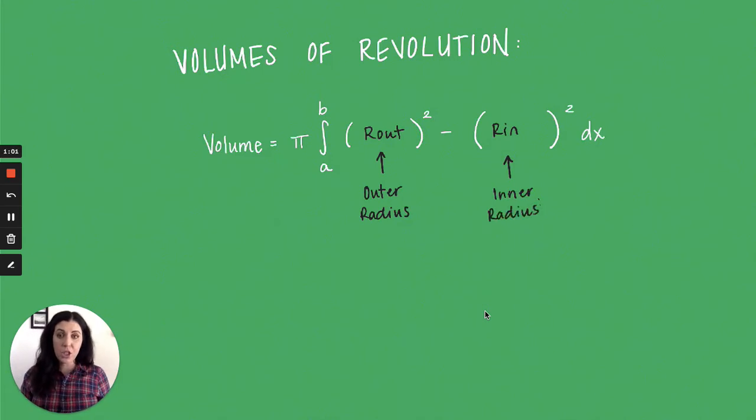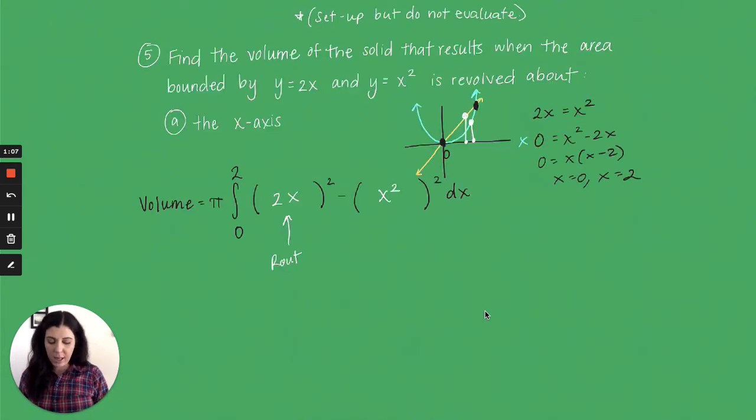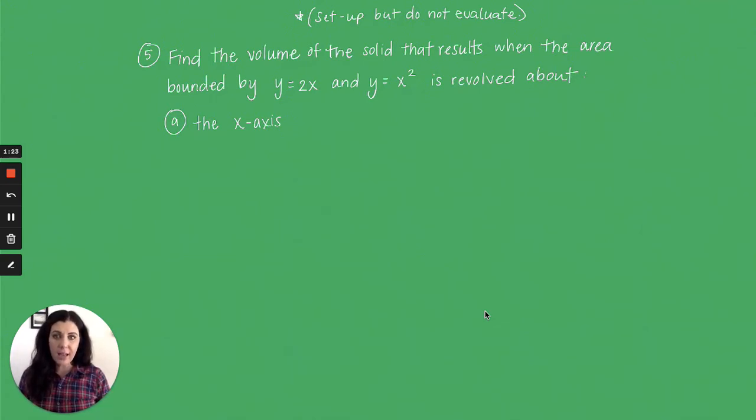So we're going to be able to determine what those things are depending on the equation we have. We started this one in class, but I'm going to go ahead and start it over just so that we can all be on the same page. So this problem says, find the volume of the solid that results when the area bounded by y equals 2x and y equals x squared is revolved about the x-axis.